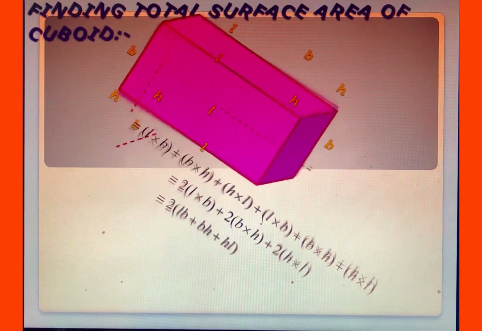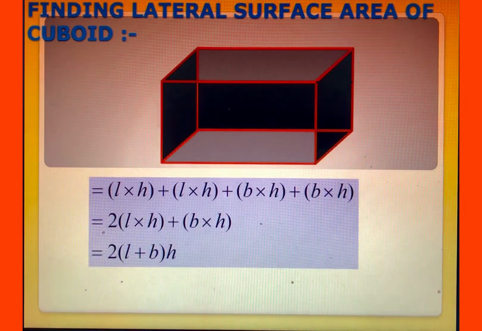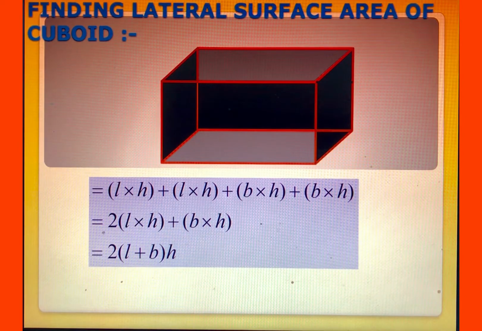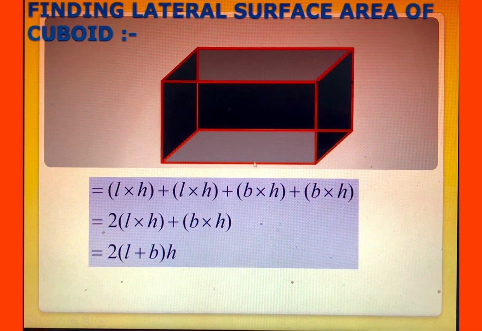Now how can we find the lateral surface area of cuboid? If we remove top and bottom from the cuboid, then we will get the remaining part as the lateral surface area. So you can see that the black part is the lateral surface area of cuboid. Here you can see that the gray part, that is the top rectangle and the bottom rectangle, are removed from here. So we will get the black part, that is front part and back part, right part and the left part. This is the lateral surface area of cuboid.